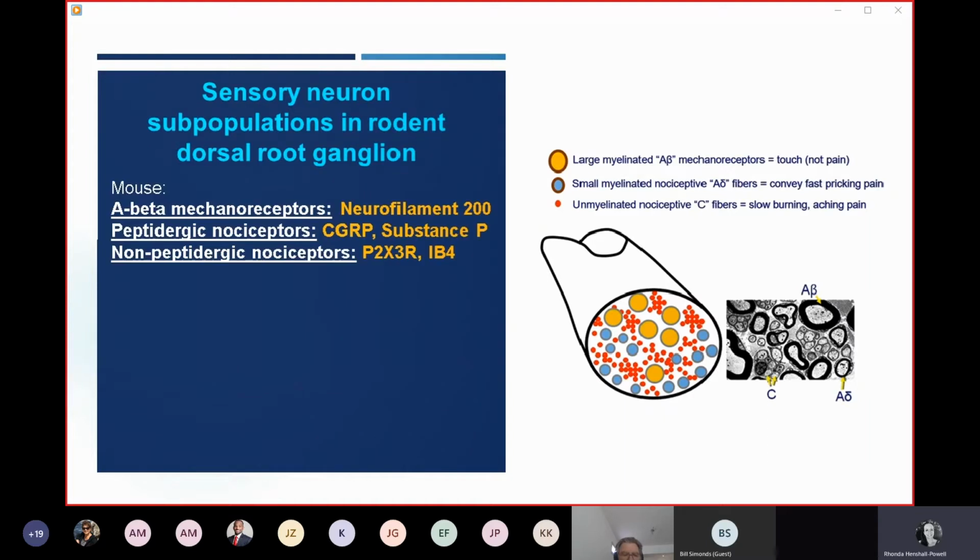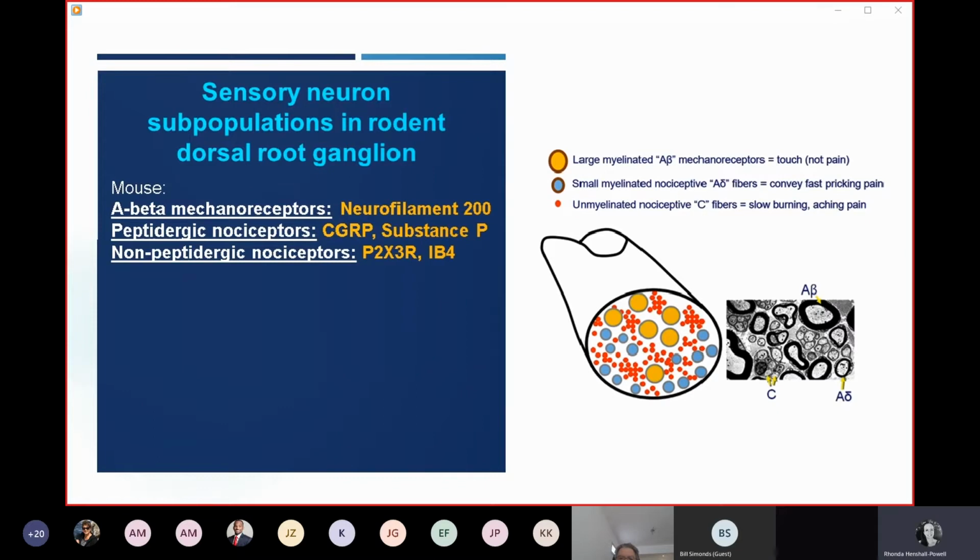So we can classify neurons by size, but we can also classify them based on their protein or gene expression profiles. And classically, the markers that have been used to label specific neuronal populations are shown here. For our A-beta mechanoreceptors, it's classic to label them with neurofilament 200. We also have a population of peptidergic nociceptors, which are a mix of the A-delta and C fiber neurons that release neuropeptides, things like substance P as well as calcitonin gene-related peptide, or CGRP. And then we have a population of non-peptidergic nociceptors, which can be labeled with P2X3 receptor or IB4.